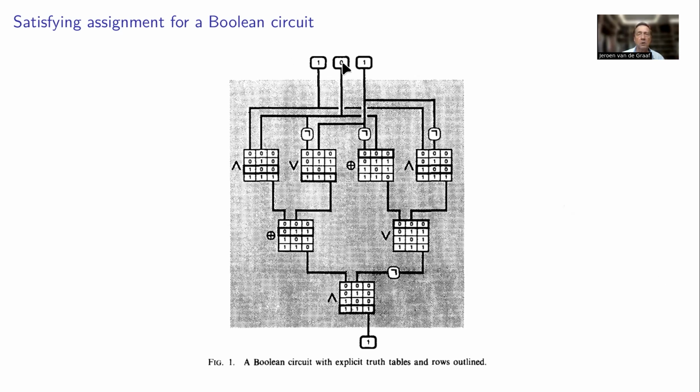Here, 1 0 means 1 is the first wire, 0 is the second wire. So this is the row of the gate's table that has been selected, and we have all these connections. So this is the Boolean circuit, and we also see that when we run it with input 1 0 1, the end result is 1.